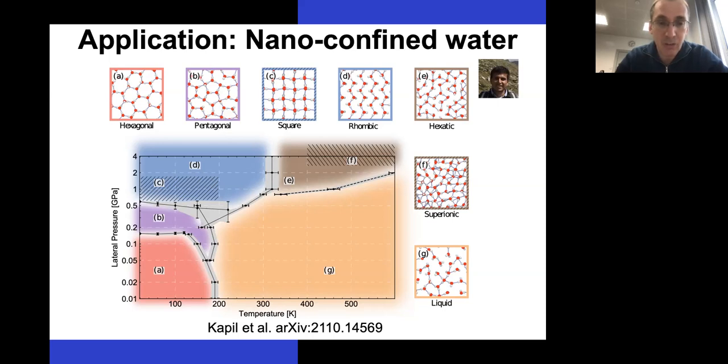What Venkat was interested in here is understanding, if we take water and we confine it between graphene sheets, what is the phase diagram of the nano-confined water? In particular, we're interested in knowing how the phase diagram changes as a function of temperature and of the pressure that the graphene sheets impose upon the water molecules. In previous work with ab initio techniques, we were able to look at one state point: almost zero pressure, and at room temperature.